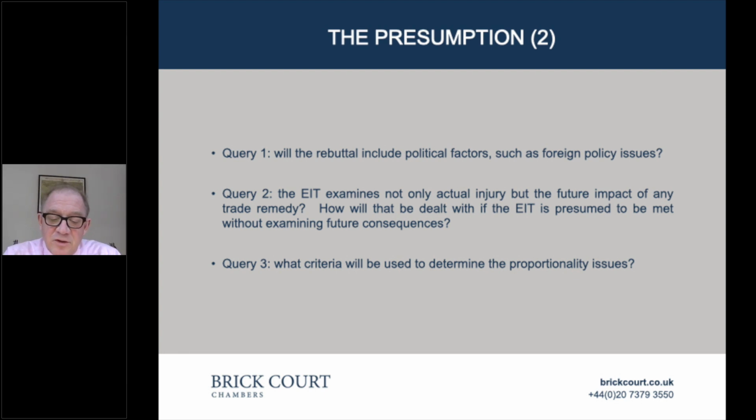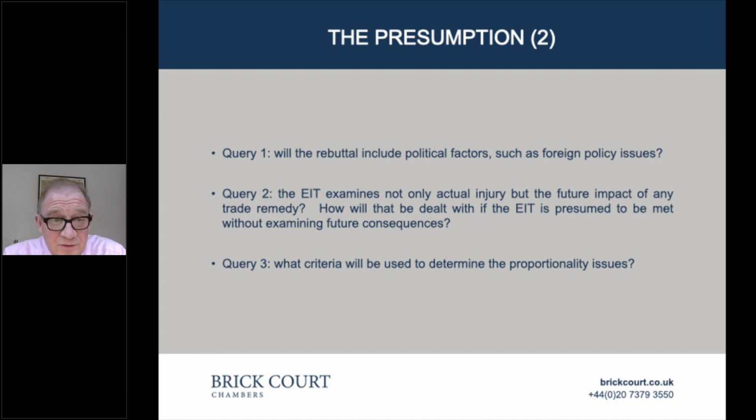by stating that when the presumption applies, i.e. when there is actual injury, the relevant Directorate, TRID, will only consider that the EIT is not met if the negative effects of a putative remedy are disproportionate, as we saw in the previous slide. Now, it's not clear from that statement whether when determining that proportionality test, the ordinary criteria for the test will be applied, or whether there is a different test.